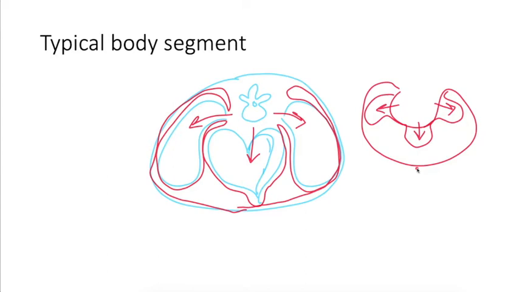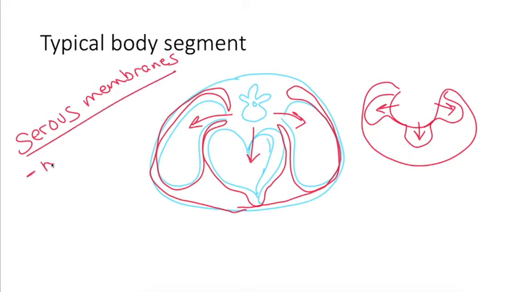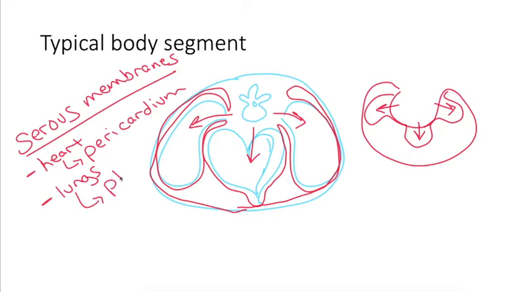These serous membranes have specific names depending on what organ they're surrounding. In the case of the heart, actually, I'll tell you a couple different ones because I'll show you the lungs later. The serous membranes get special names depending on what organ they're around. The heart, its serous membranes are called the pericardium around the heart. That's the sac around the heart. And in the lungs, it's called pleura. Same thing, they're all serous membranes.